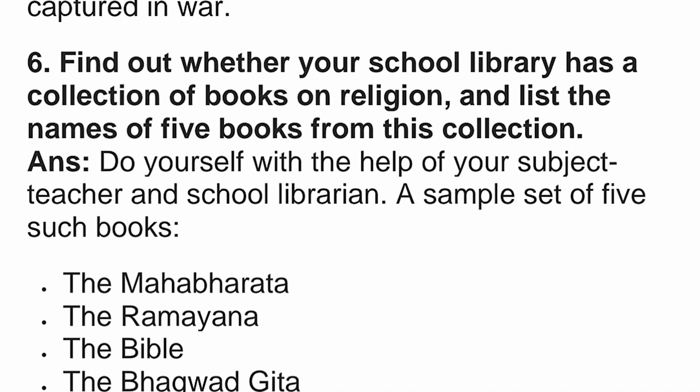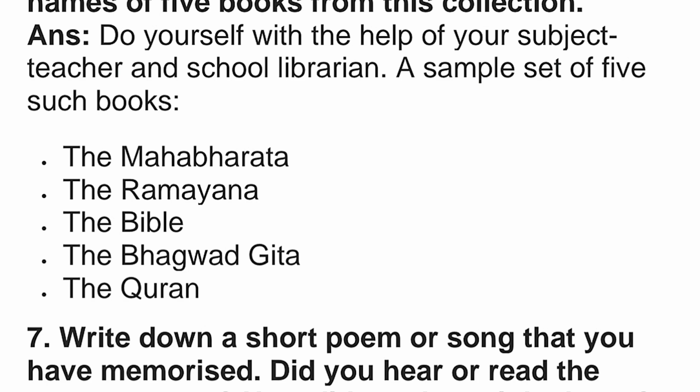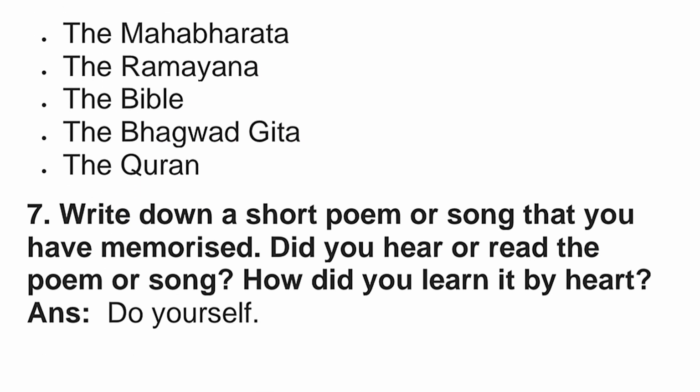Next question number 6 is find out whether your school library has a collection of books on religion and list the names of 5 books from the collection. That's the answer. Do it yourself with the help of your subject teacher and school librarian. A simple set of 5 books is the Mahabharata, the Ramayana, the Bible, the Bhagavad Gita and the Quran. Next question 7 is also do it yourself. Question is write down a short poem or song that you have memorized.